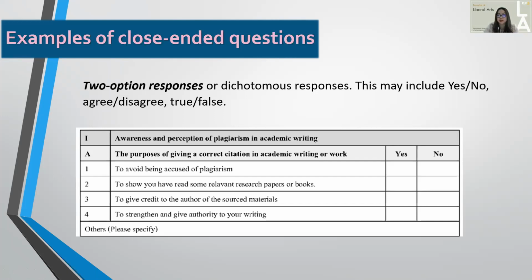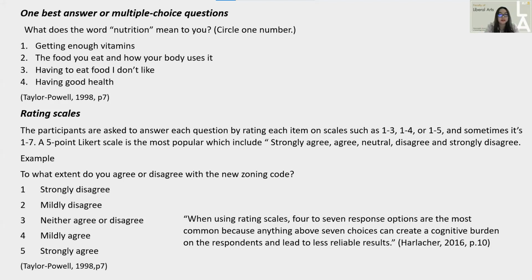So the respondents can write down if there is any point that is not included in the questionnaire. And the next one is one best answer or multiple choice questions. This is normally used to test knowledge. And like here, you can see that it's like in a testing form. And this one is the instruction.